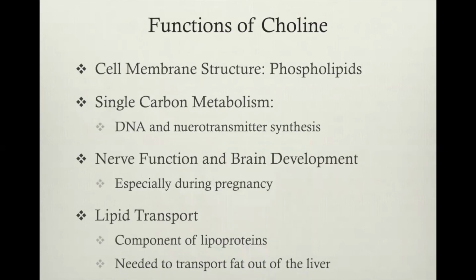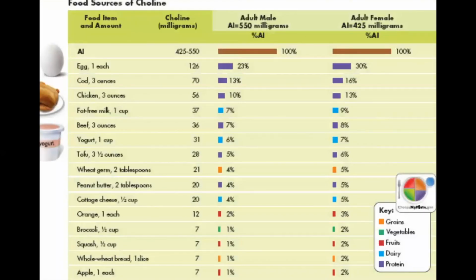Choline plays a role in cell membrane structure. Remember, all cells have phospholipids as part of their structure, and choline is actually a precursor to those phospholipids. So without choline, you would not be able to form that phospholipid cell structure. Choline is important for nerve function and brain development, specifically during pregnancy for that developing fetus, and it's also important for lipid transport. Some sources of choline. Here we have eggs, chicken, cod, milk, beef, yogurt, tofu, broccoli, squash, quite a few sources.